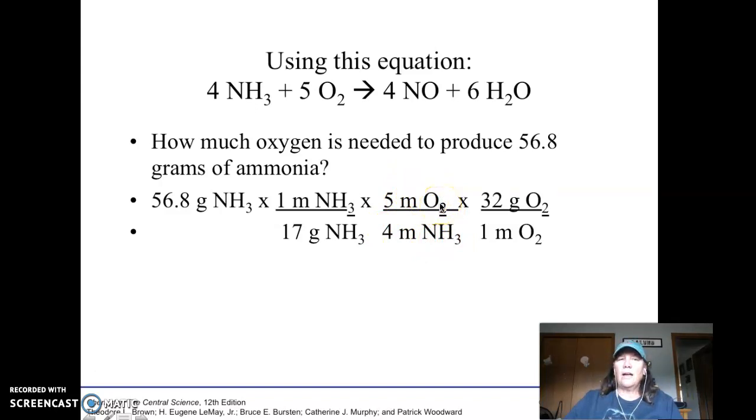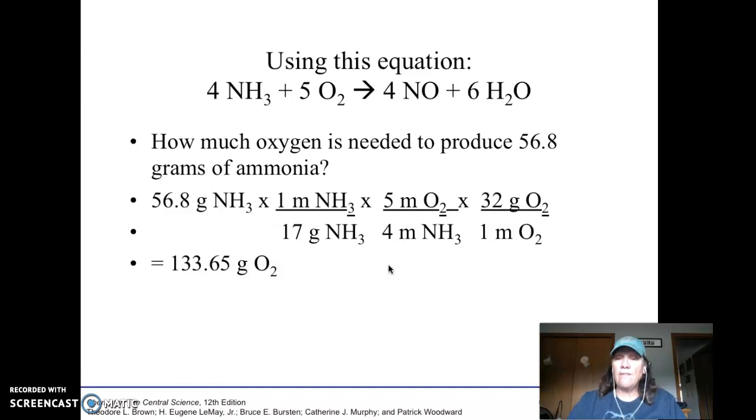The 5 and the 4 came from my balanced equation: 5 here, 4 here. And now I have to change oxygen into grams. So 1 mole is 32, not 16, because it's O2. There are 2 oxygens, 16 plus 16 is 32. So I take 56.8 times 5 times 32, divide by 17, divide by 4, and I get 133.65 grams of oxygen. That's how much I need: for every 56.8 grams of ammonia, I need 133.65 grams of oxygen.